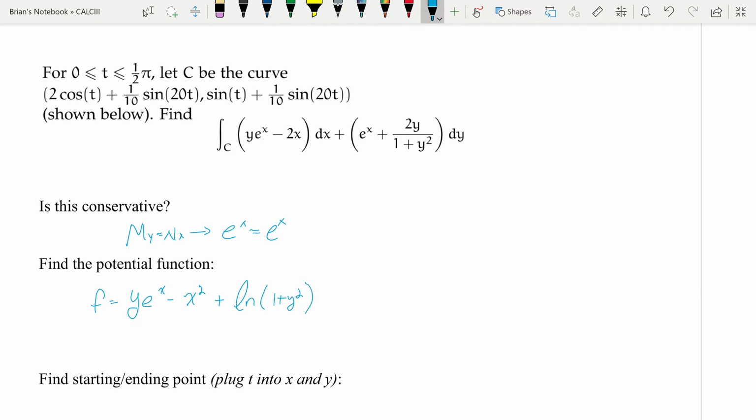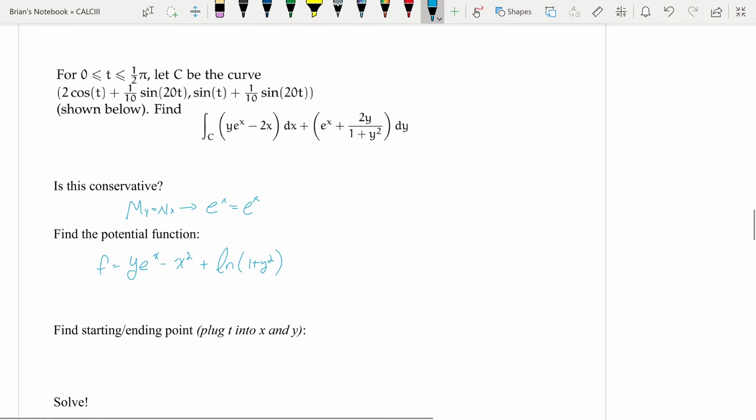So now we need to see if we can find the starting and the ending points. So let's do that. So we have basically plugging in 0. Let's start with t is equal to 0. My computer doesn't want to work today. t is equal to 0. So we'll get 2 times the cosine of 0 plus 1 over 10 the sine of 20 times 0, comma, the sine of 0 plus 1 over 10 sine of 20 times 0.